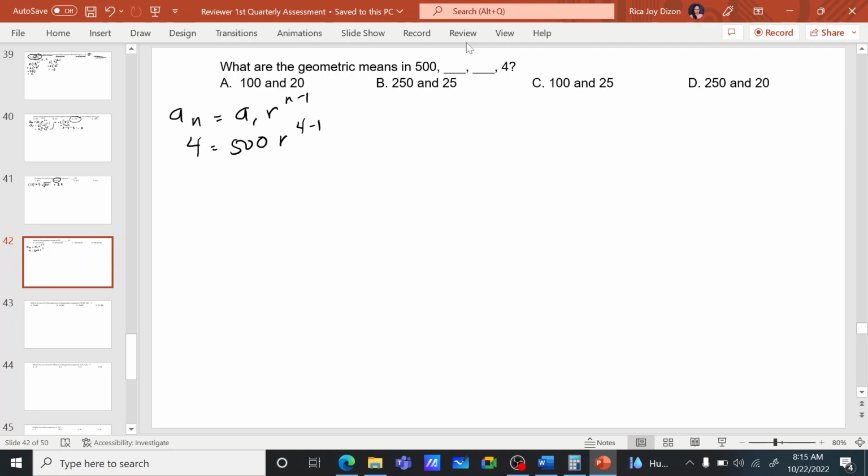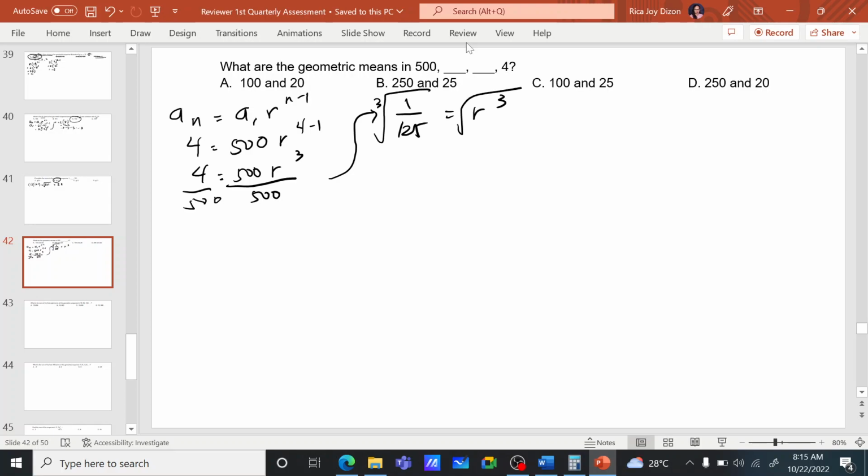There are 4 terms in the sequence. We simplify the equation. That's r raised to 3, and then dividing both sides by 500 to get r. 4 over 500 in lowest form is 1 over 125. On the right side, we're left with r cubed. Extract the root by getting the cube root of both sides to get r. The cube root of r cubed is r. The cube root of 1 over 125 is 1/5.